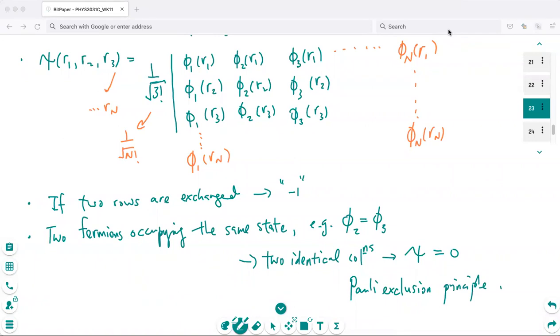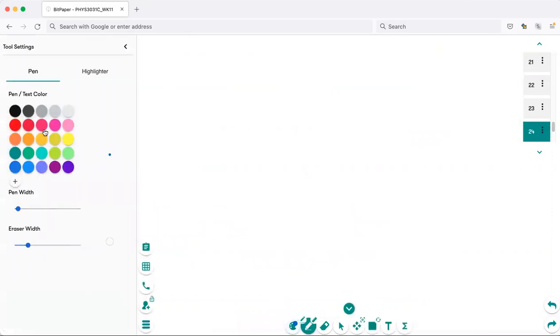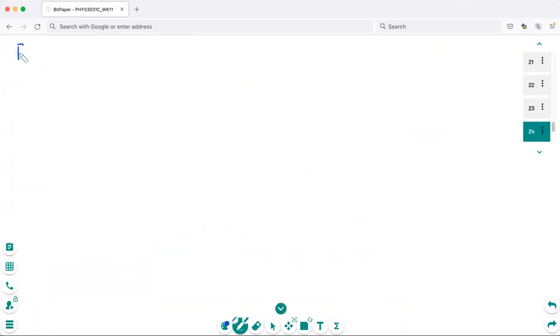All right, next is the statistics. So this is Fermi-Dirac versus Bose-Einstein. Okay, so there are two different statistics. So Fermi-Dirac to discuss fermions, and then Bose-Einstein for bosons.